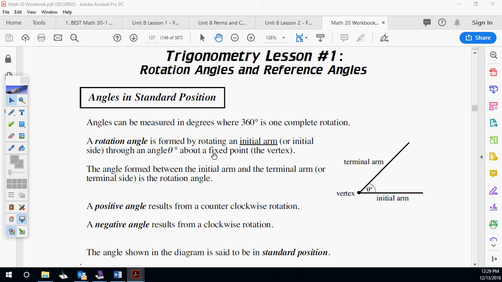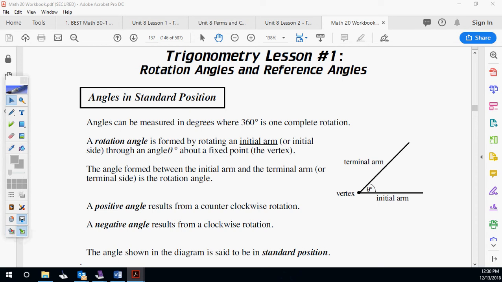Lesson 1. Okay, so trigonometry, rotation angles and reference angles. So after today, you want to know what a rotation angle is and a reference angle, in the sense of how they're different and how they're compared. Simply, a rotation angle is formed by rotating an initial arm through an angle about a fixed point. So what that means is you have an initial arm that's stationary, and you move the other arm a certain amount of degrees, theta degrees.